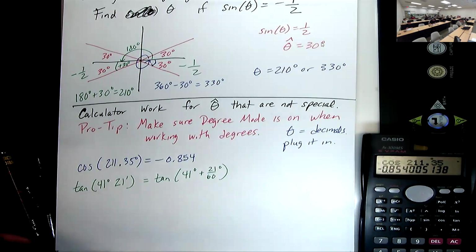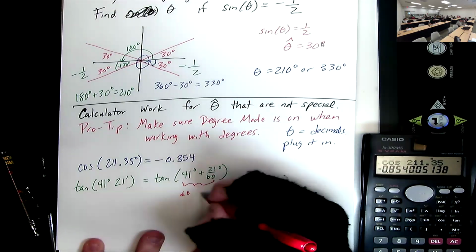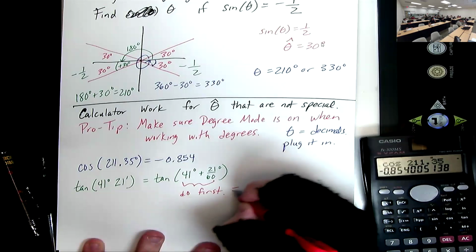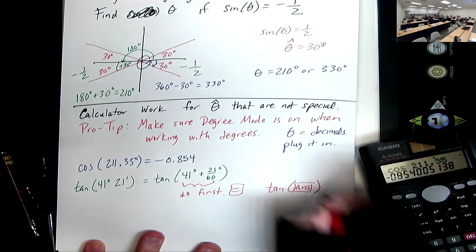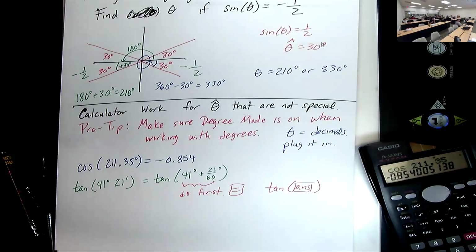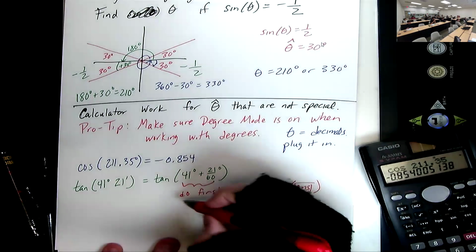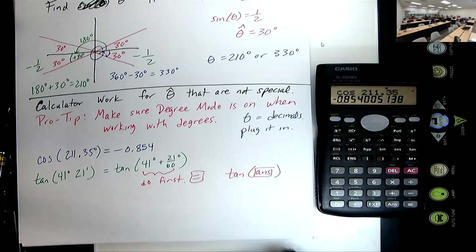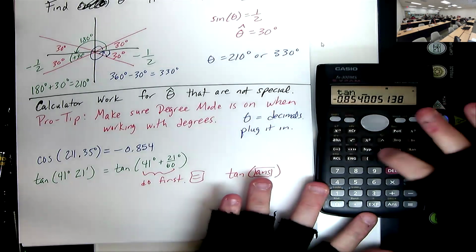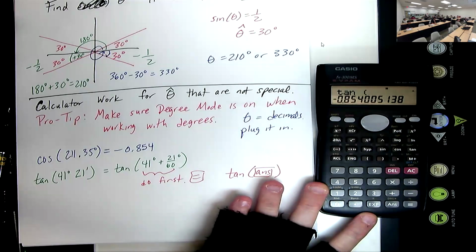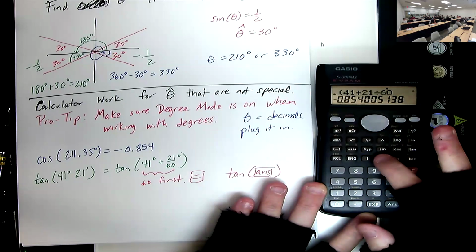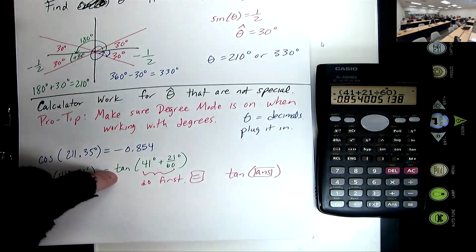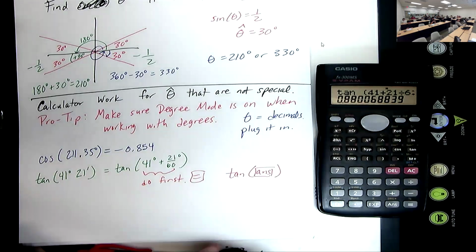Now you can either do this part first, hit equals, and then say tangent answer if your calculator has an answer button. A lot of them do. Or if you've got parentheses, I can literally just use the parentheses and say tangent, hit the parentheses sign to start it, and say 41 plus 21 divided by 60, and I hit end parentheses. And I have right now what I got here. And I just hit equal and I get my value, 0.88.